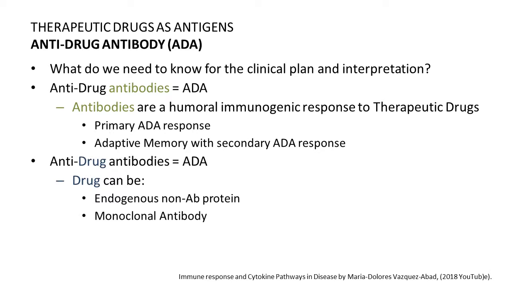Now, when we talk about anti-drug antibodies, we have to remember that the drug can be an endogenous protein, which is not an antibody, or it could also be a monoclonal antibody. And that antibody is going to have several different features that we need to take into account when we are detecting anti-drug antibodies that could be antibodies to antibodies. So it is complex, and that's why we always have to pause and think of what the data is for best interpretation.